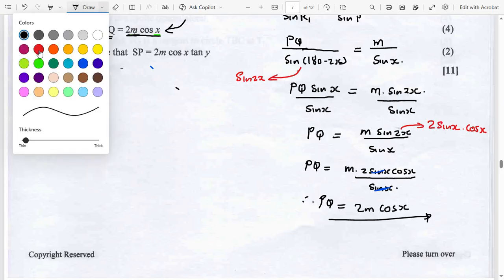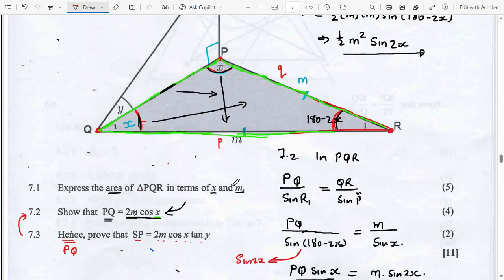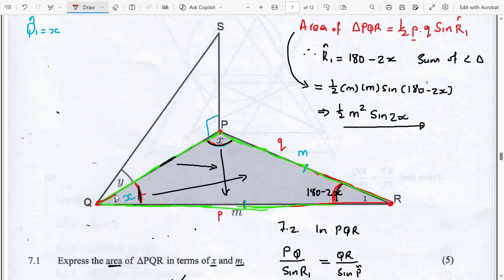The next question is only 2 marks. So 2 marks tells you that this is just a friendly match. So let's work on that. Hence means that use whatever answer you got on the previous question to prove that SP is equal to 2m cos x times y. So when they say hence, it's saying that use PQ to prove that SP is 2m. So look at this. They want you to use PQ, which is this side, to find what? Use this side to find SP.